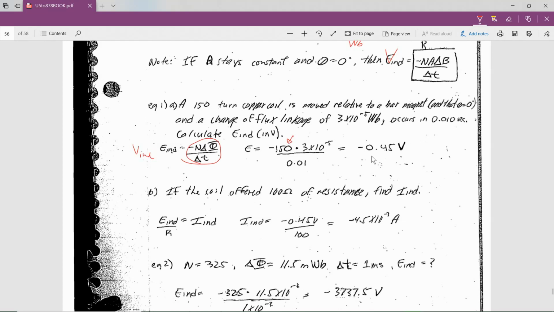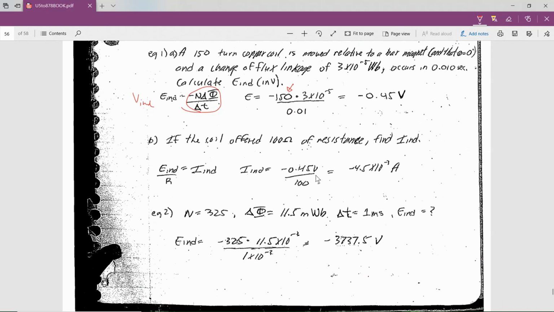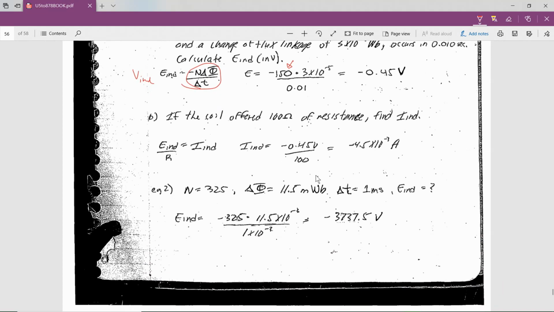Now, the magnetic field could be changed simply by turning a switch, right? It could be 0, then you turn on a switch. If it's an electromagnet, the magnetic field increases to some value, and you induce a voltage and a current. And the current is in part B here. If the coil is offering 100 ohms of resistance, so I induced is E induced over R, so 4.5 by 10 to minus 3, just 0.45 over 100. So you induce a current in that coil of wire.